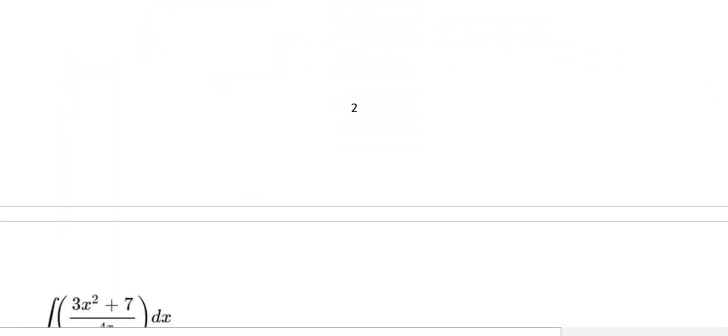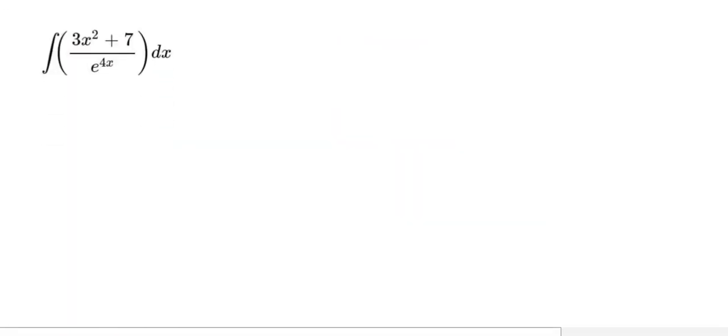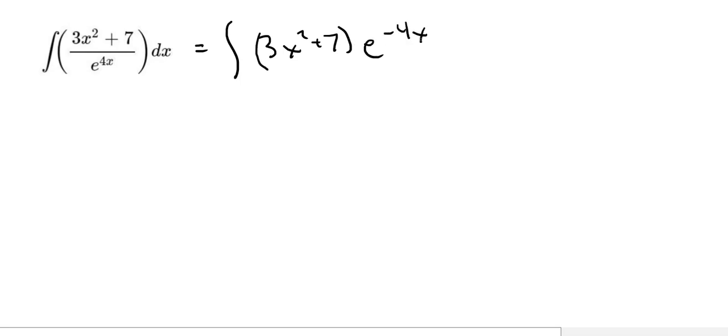In this particular problem, it looks a little bit different. And so we're going to want to rewrite this as 3x squared plus 7, I'll put that in parentheses, times e to the negative 4x dx. So all I'm doing is taking the e to the 4x and moving it up to the numerator and making it e to the negative 4x. Once we do that, it's pretty much just like the last problems.